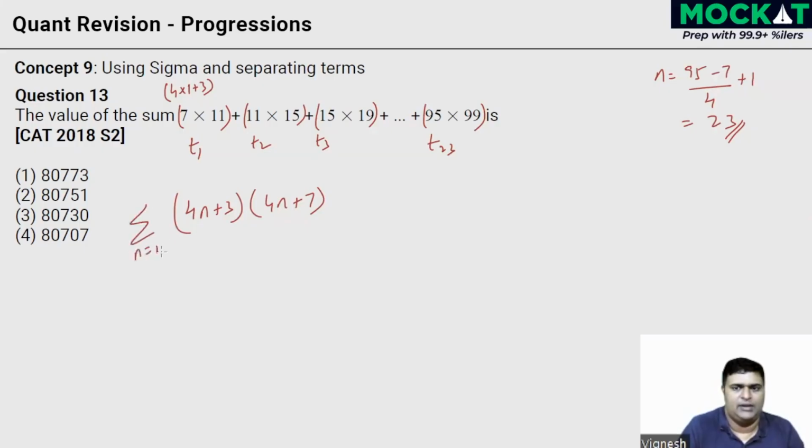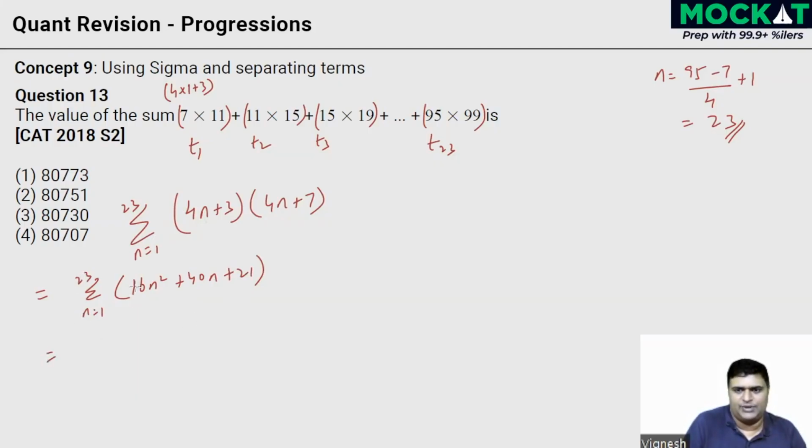Sigma n equals 1 to 23, right? First 23. I have to plug in 23 over here. All I need to do now is to expand this. So I need some space over here. So the first step is to expand it. We're going to get 16n square, sigma, the entire thing, 16n square plus 12 plus 28, that's a plus of 40n, plus 7 threes are 21, right? n equals 1 to 23.